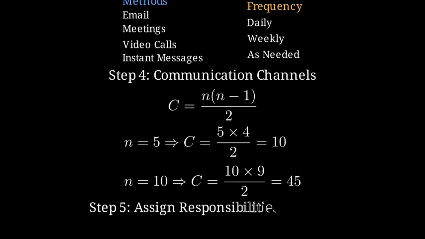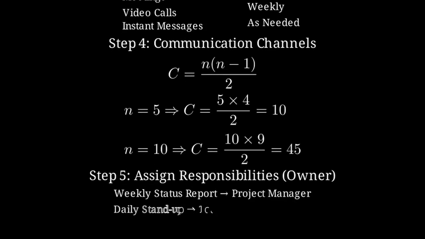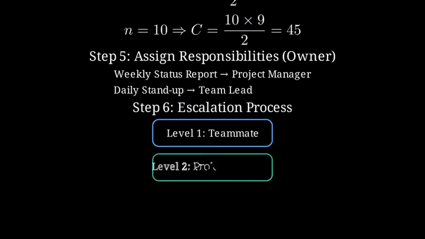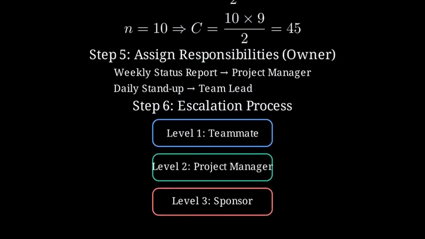Step 5 is assign responsibilities, the owner. Each communication item has a person responsible for sending it. Step 6 is create an escalation process. If a problem cannot be solved, we move up levels.